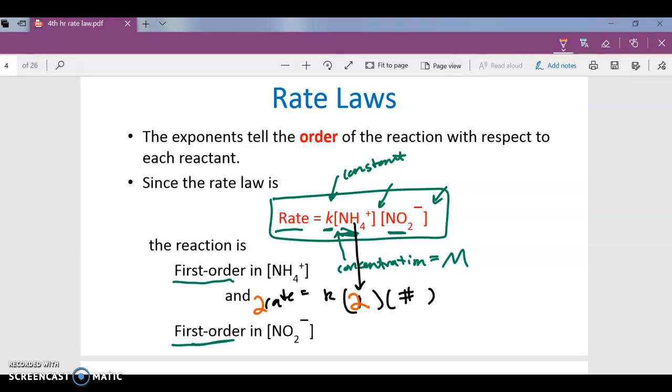It tells us the math part. If you double something, what happens to the rate of the equation? Vocabulary: we would call this first order according to NH4, first order according to NO2, and overall this is a second order reaction because 1 plus 1 equals 2.